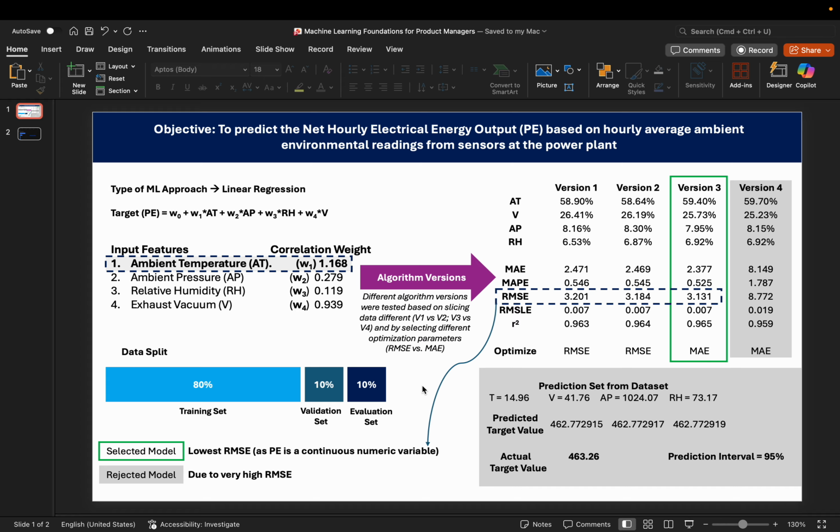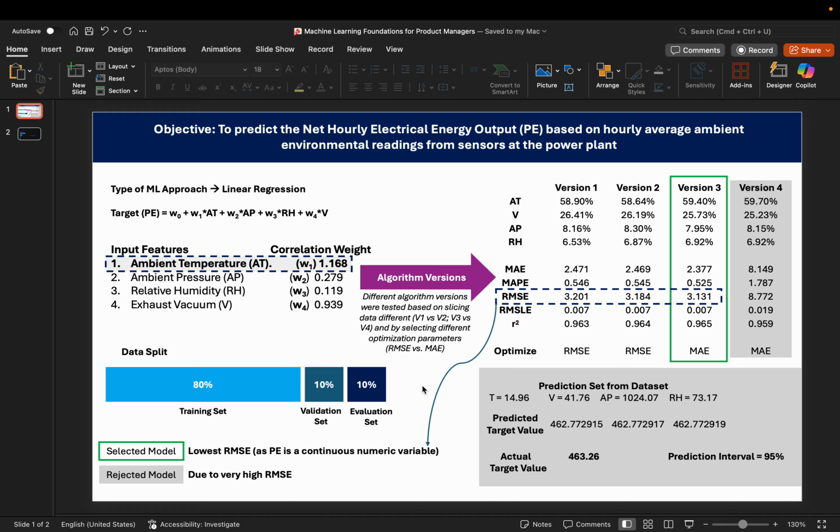Four different algorithmic versions were tested, and the two areas across which the four versions were created were: one, slicing the data in a different way, which is the difference between version 1 and 2, and then 3 and 4. And looking at optimizing different parameters. So between version 1 and 2, optimizing root mean squared error, and on version 3 and 4, optimizing mean absolute error. The data was split, as shown on the slide, of 80% training, 10% validation, and 10% evaluation set.